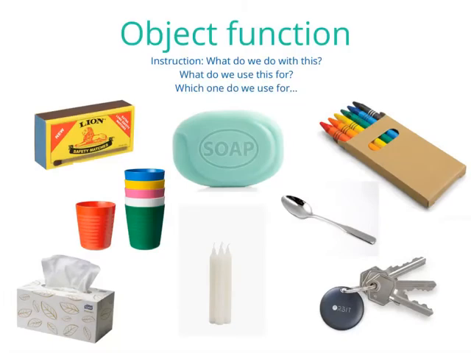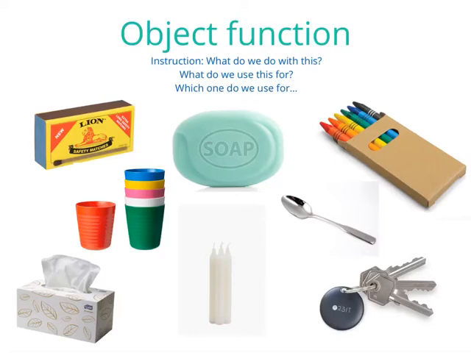Okay, so the object function activity you can do in both receptive and expressive ways. Receptive refers to language comprehension or the understanding of language. So you will, for example, just ask the child, "Which one can I use when I bath?" And your child needs to point to the soap. You can, for example, say, "Which one do I need when I want to color a picture?" And your child can just point to the box of crayons.